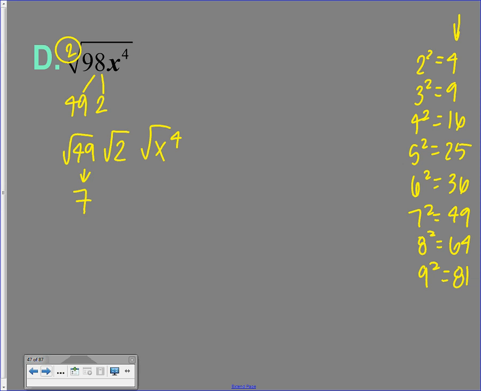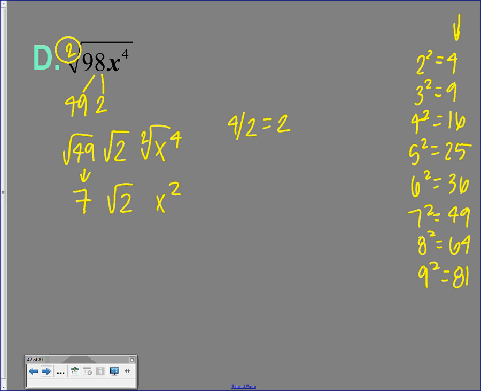Well, that's nice. I still don't know the square root of 2, so that's going to stay, okay? And then the square root of x to the fourth, okay? And then people are like, well, how do you simplify that? Okay, you always take the inside number, divide it by the outside, okay? So that's going to be 2. So we get an x squared, okay?